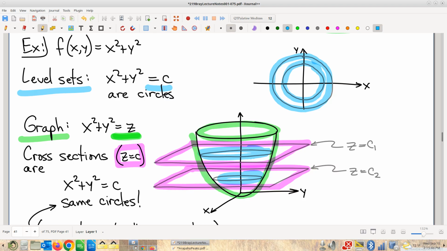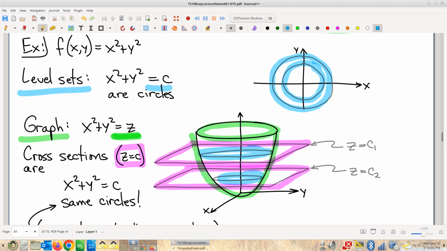Yes? Why is it that we have two c's? Oh, I was just drawing a couple of different level sets. Yeah, you can draw as many level sets as you want. I just chose two because I didn't want my picture to get too messed up. And then two cross sections correspondingly.